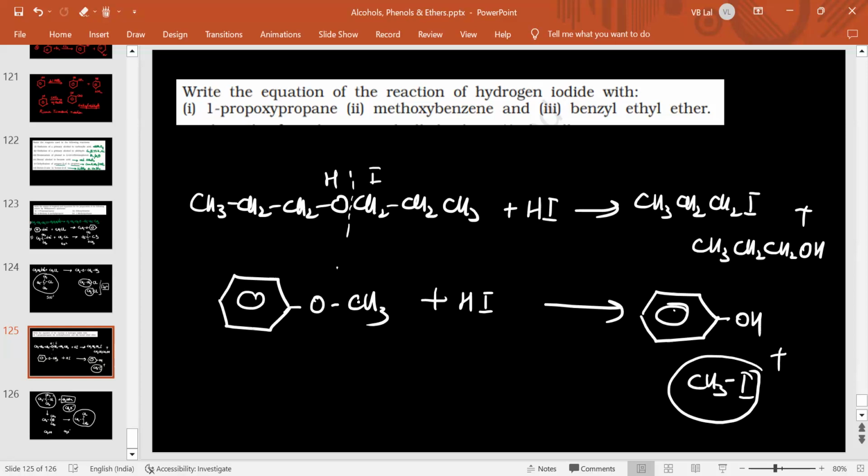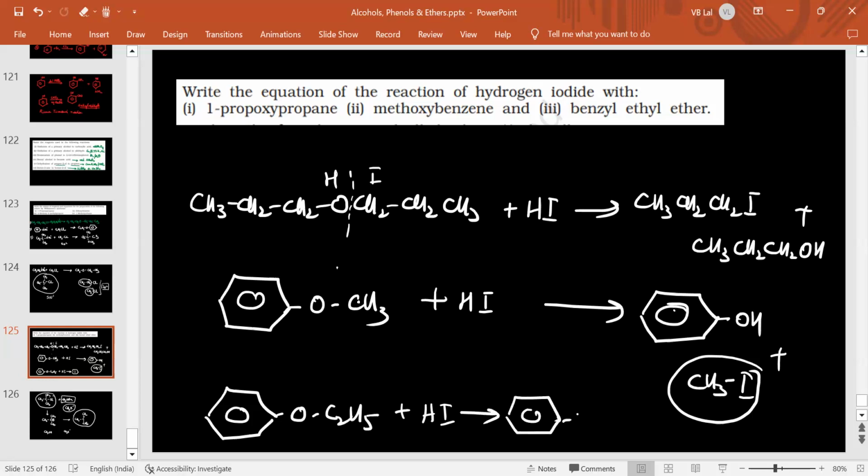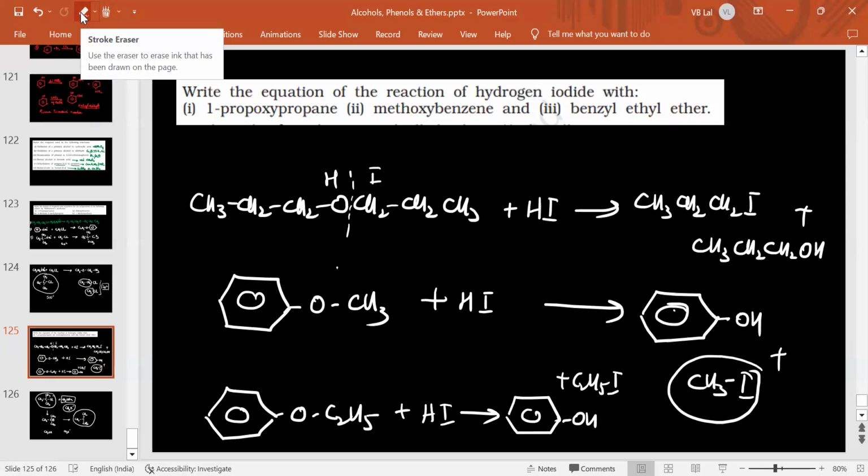Okay. Now let us see benzyl ethyl ether. Methoxybenzene, then benzyl ethyl ether. So this is benzyl and this is ethyl, ethoxybenzene with HI. This is also easy. You will get phenol plus C2H5I. When one side is an alkyl benzyl group... No, sorry, this is ethoxybenzene. I have made a mistake.